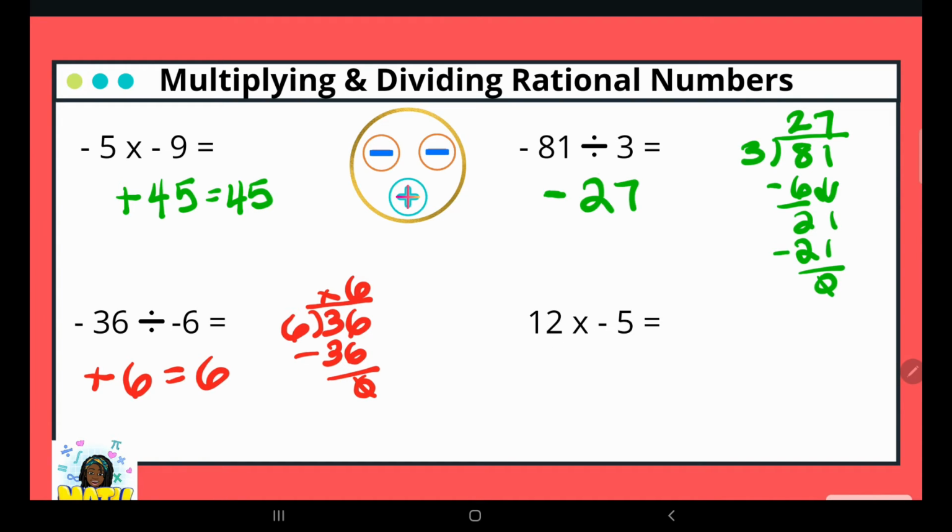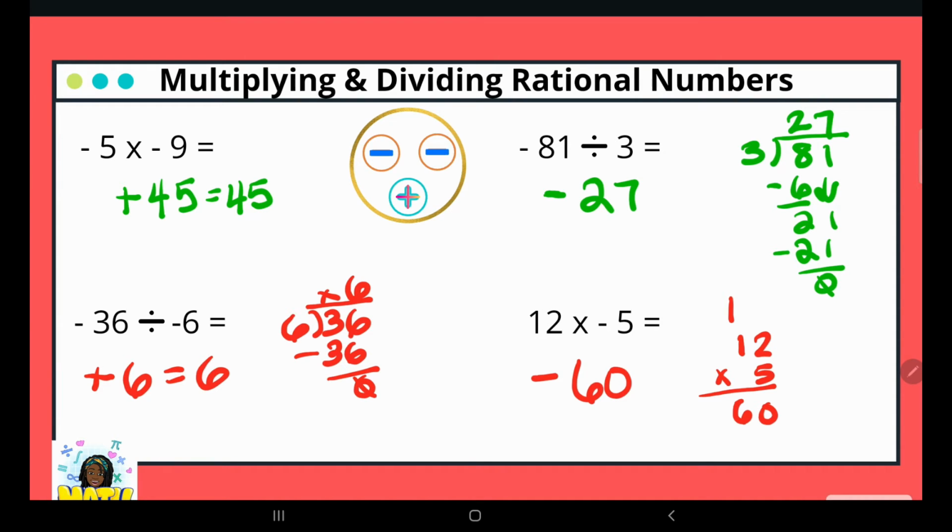Now, if you notice, in these two examples, the order does not matter. Doesn't matter if I have positive first and then negative, or negative first and then positive. As long as the signs are different, I'm going to have a negative answer. 12 times 5, let's do the calculation. 5 times 2 is 10. 5 times 1 is 5, plus 1 is 6. So my final answer here is negative 60.